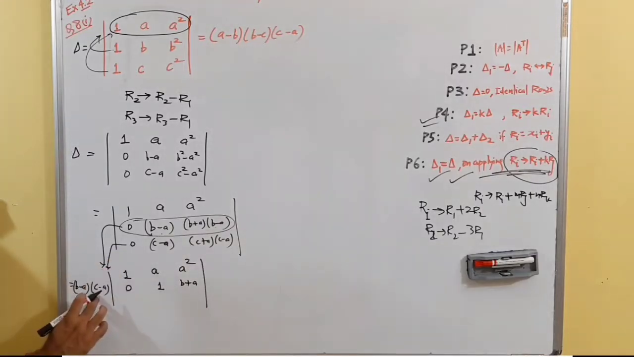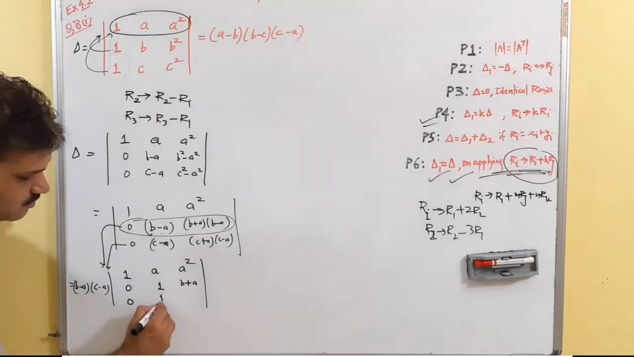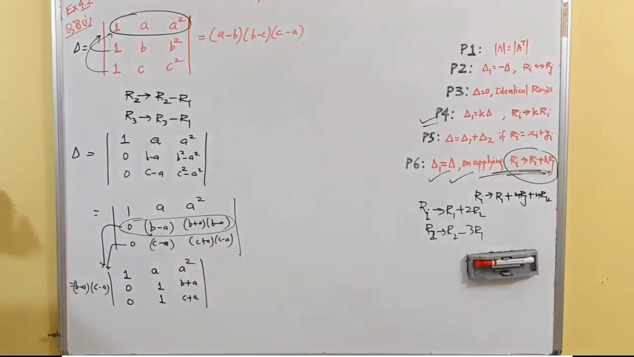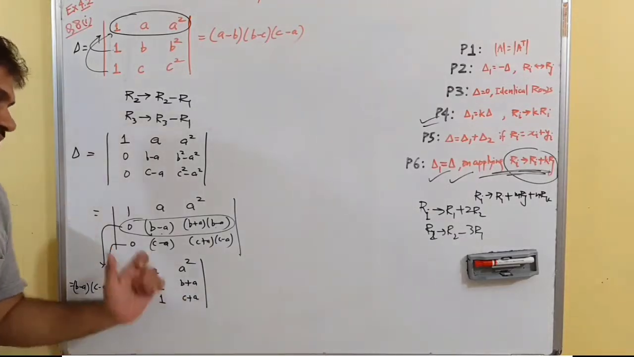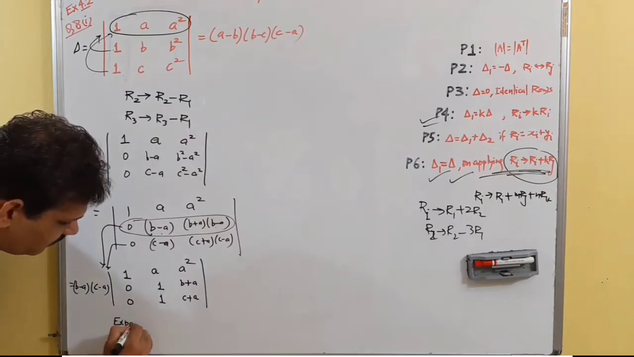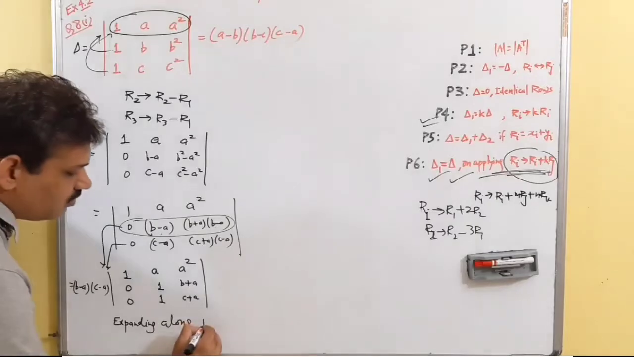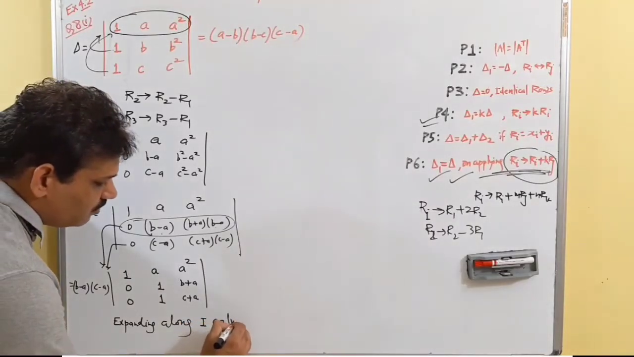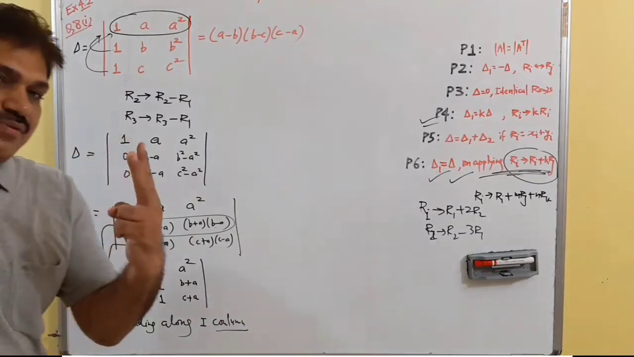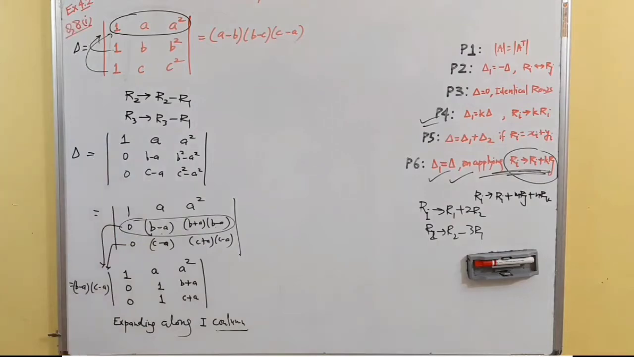Again here we are taking c minus a common from the third row. So this gives me 0. This gives me 1. When I divide it by c minus a, what we are left with is c plus a. Now expanding along the first column. What we did is, we have made two zeros in a column. Now we expand along the first column.